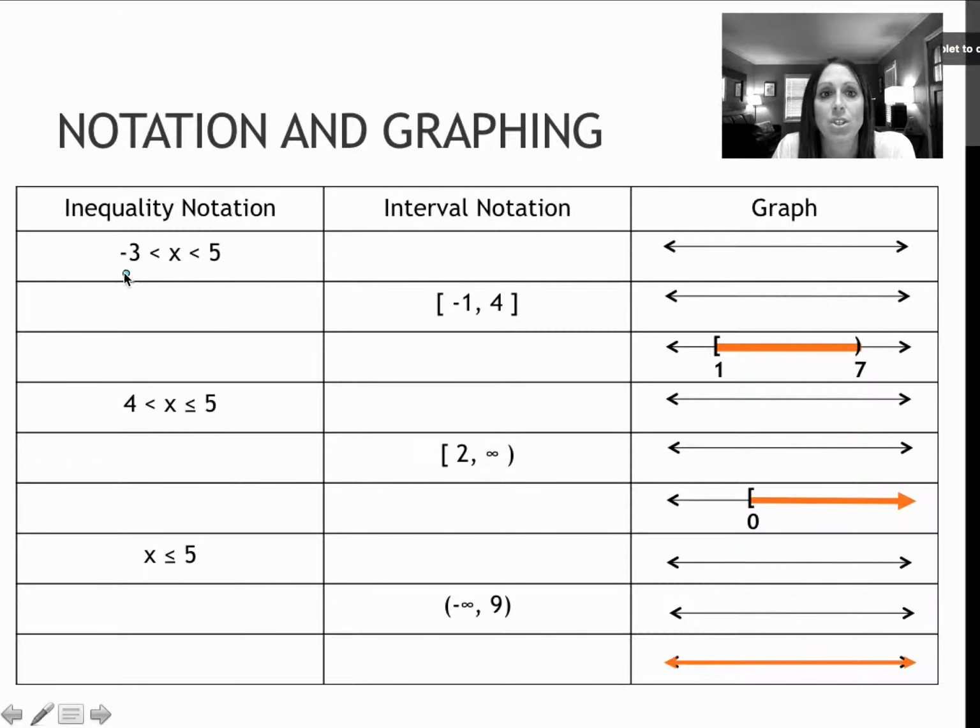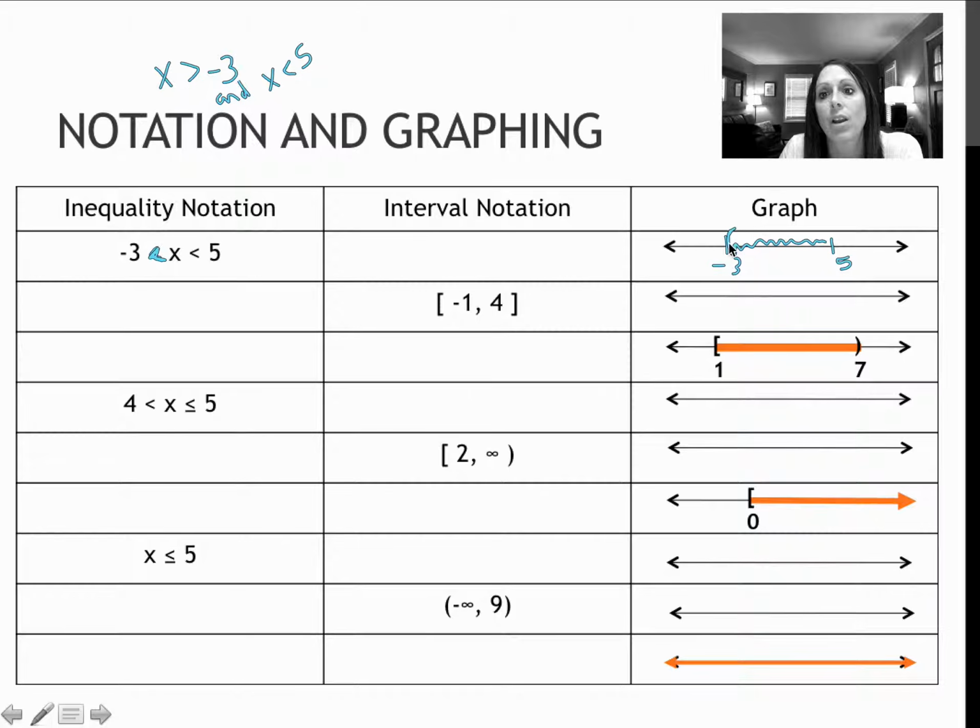So inequality notation, here's my first one. This means negative 3 is less than x is less than 5. So this one is x is greater than negative 3, because notice the mouth is open to the x here and pointing at the 3. If I rewrote it, it would be x is greater than negative 3 and x is less than 5. So really I'm looking at all of the values between negative 3 and 5. On a graph, that would be a negative 3 and a 5, and it would be shaded in between those. Now, notice there's no or equal to here, so this is just all the values less than.